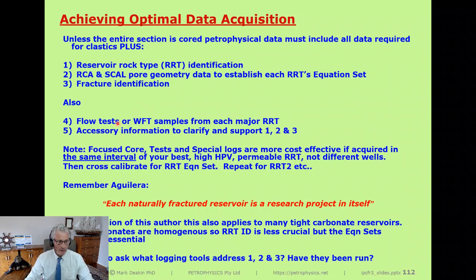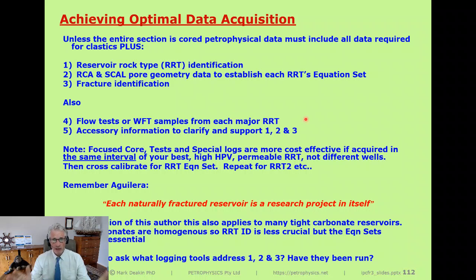And then going on, of course, after we've done the petrophysical bit, we need to actually test whether each reservoir rock type that we're going to be counting in our reserves has actually got the ability to flow hydrocarbons at a commercial rate. So we need to have some wireline formation tests or some conventional well tests to actually flow hydrocarbons and collect samples from each major reservoir rock type.